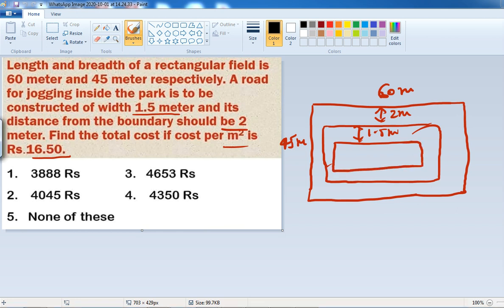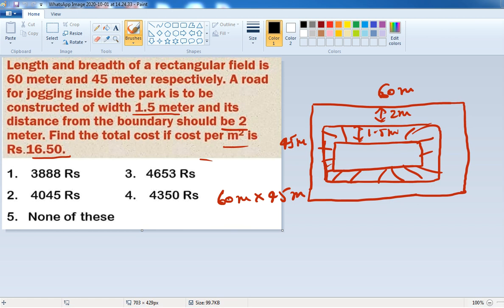Okay, so this is the overall diagram representation, and what we need to find? We need to find the area of this particular road so that, knowing the cost per meter square, we can calculate how much it costs to construct this road. For this purpose, initially, what is the area of this rectangle? Length into breadth, 60 meters into 45 meters, but we don't need the area of the rectangle, we need the area of this particular internal rectangle.